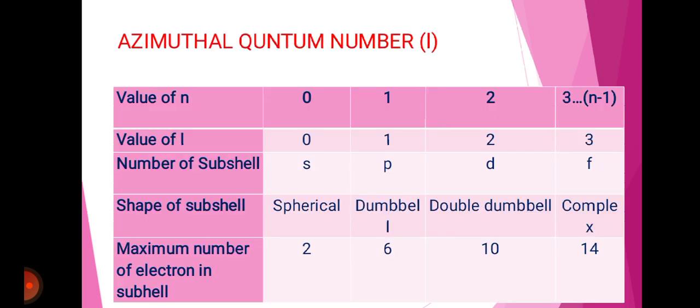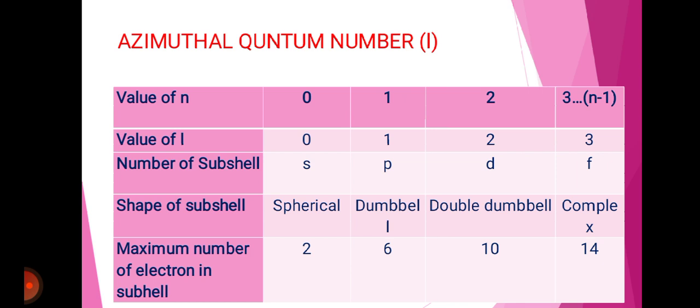And now the values of the azimuthal quantum number l. For the principal quantum number n equal to 1, the value of l, the azimuthal quantum number, is 0, and the subshell is s. The shape of the s subshell is spherical, and the maximum number of electrons in the s orbital is 2.